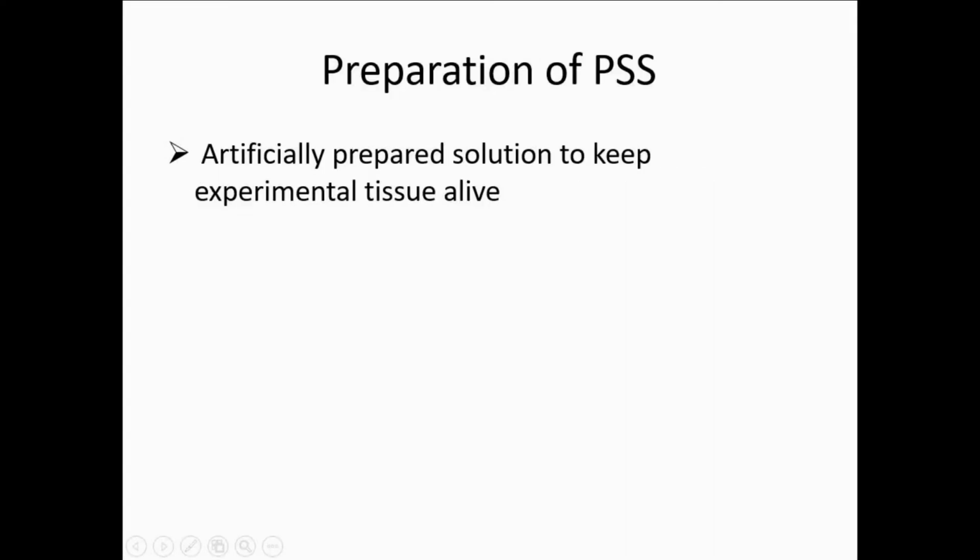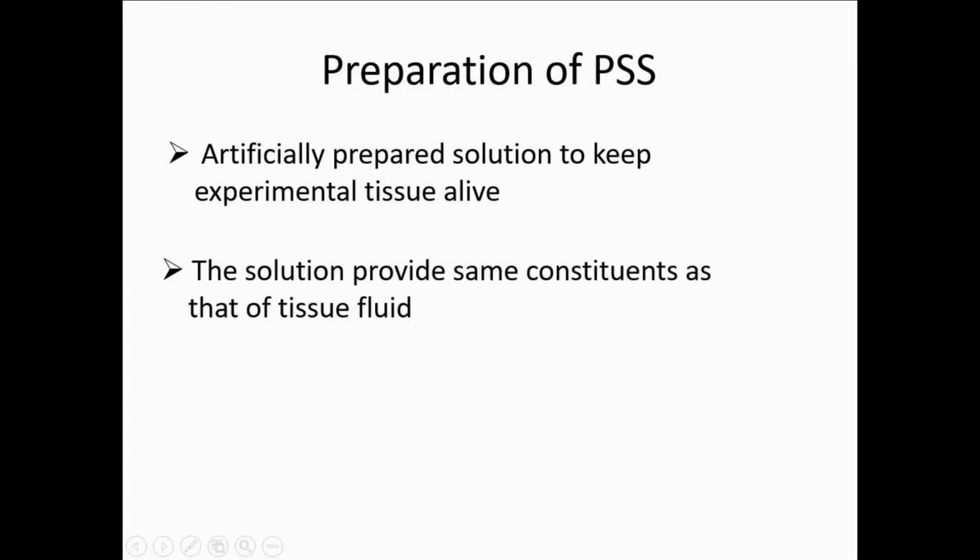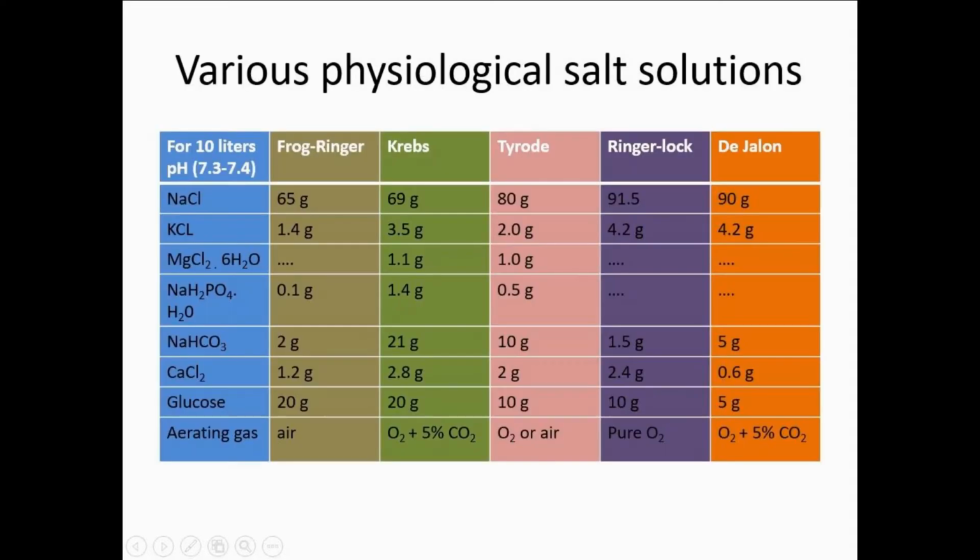Preparation of physiological salt solution. At first, prepare the artificial physiological salt solution in order to keep the experiment tissue alive. The solution provides the same constituents as that of tissue fluid. The solution is isotonic with the body fluid. The physiological salt solutions are frog Ringer, Krebs, Tyrode, Ringer-Locke and De Jalon.